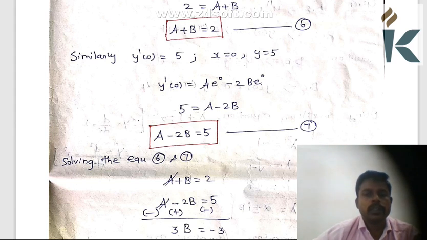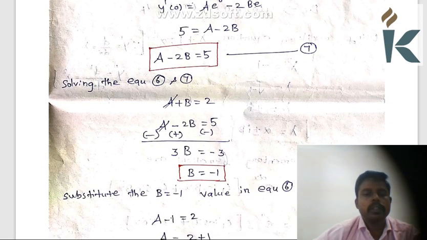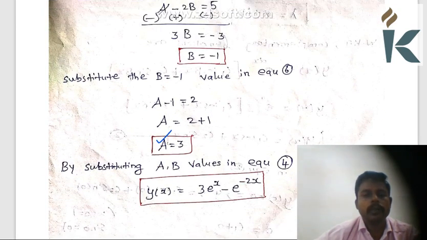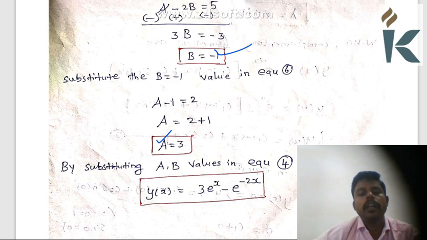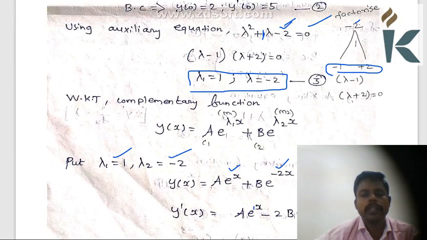Now you have to solve these two equations, that is a plus b is equal to 2 and a minus 2b is equal to 5. Solving these two equations, finally you can get the two unknowns, the a value and the b value. The a value is 3 and the b value is minus 1. Now you have to substitute these unknown values into your complementary function.